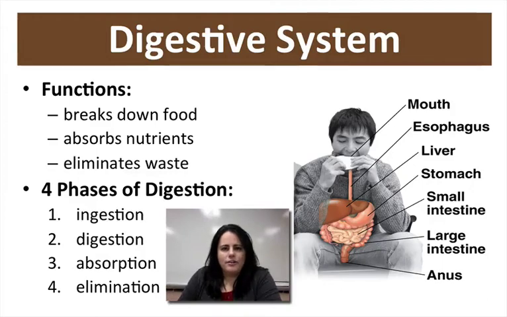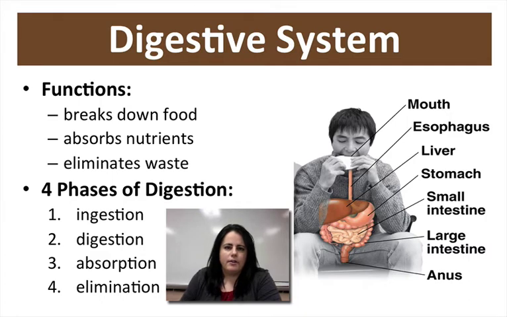Hi class, let's talk about the second system of Unit 5, which is the digestive system. The main functions of this system are obviously to break down the food that goes into your body, but then on the way through, your body breaks it down into smaller absorbable nutrients, and we'll talk about how that happens, and then anything that's left over needs to be eliminated as waste.